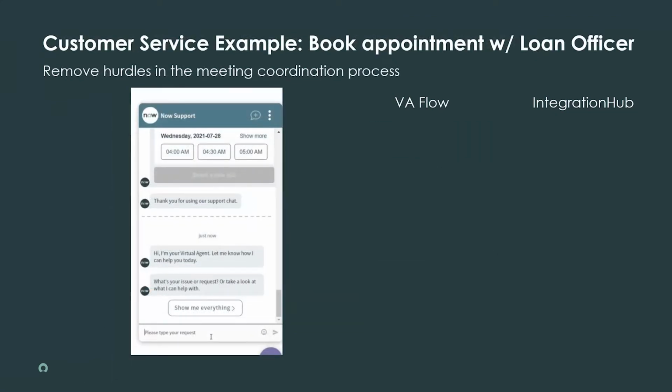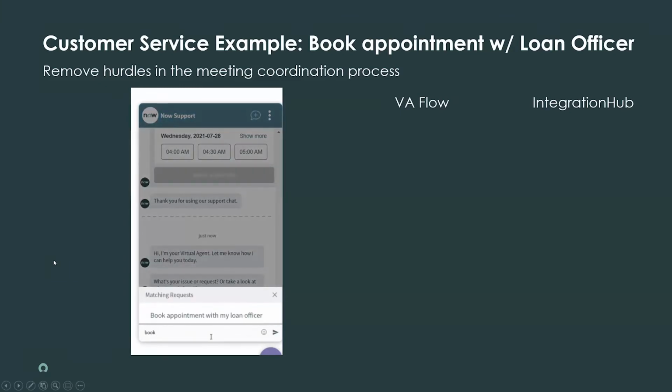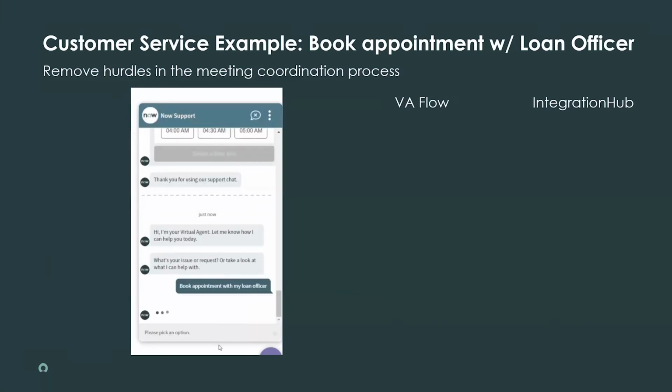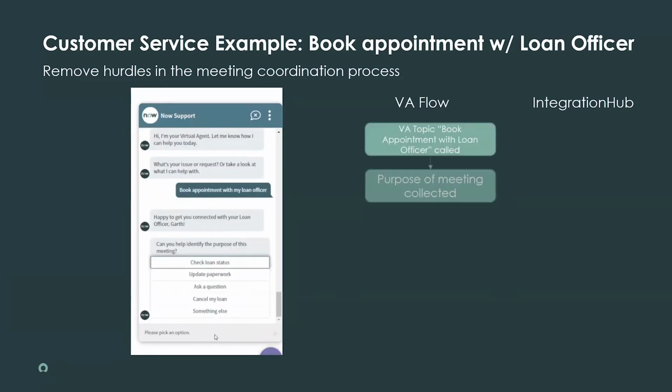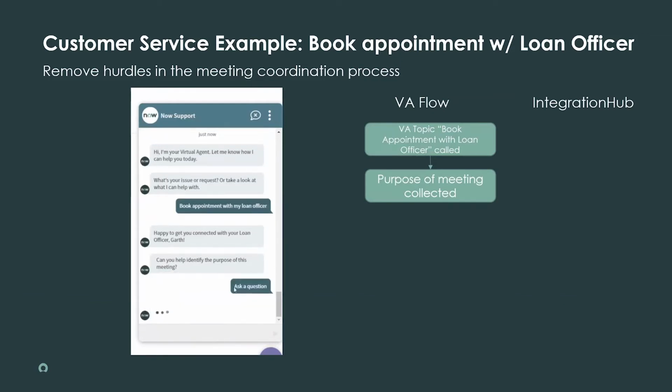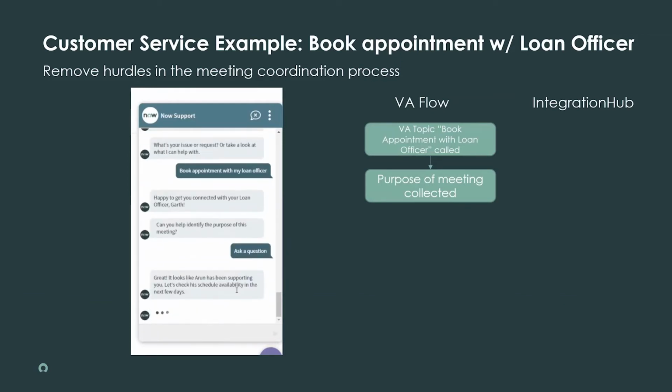All right, this next one is going to be looking at booking an appointment with a loan officer. Say you've got a pending loan with a company, maybe it's a mortgage loan, and you need to get in contact with someone. Come in and let them know you want to book an appointment, or however you want to say that. Let's collect some information. Maybe you want to update paperwork or cancel a loan, but in this case, we're just asking a question.